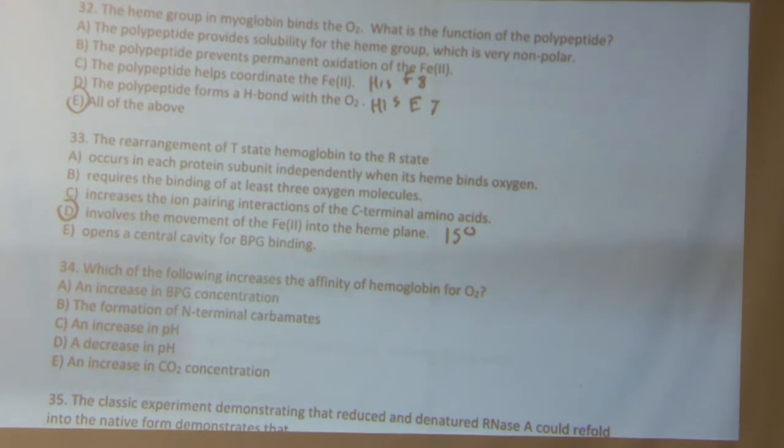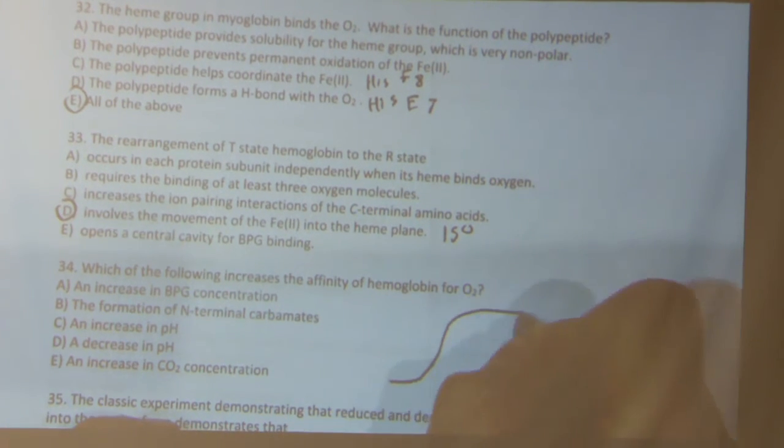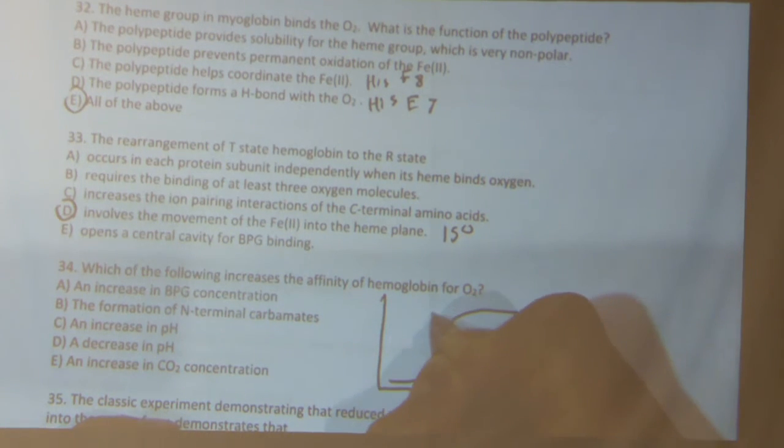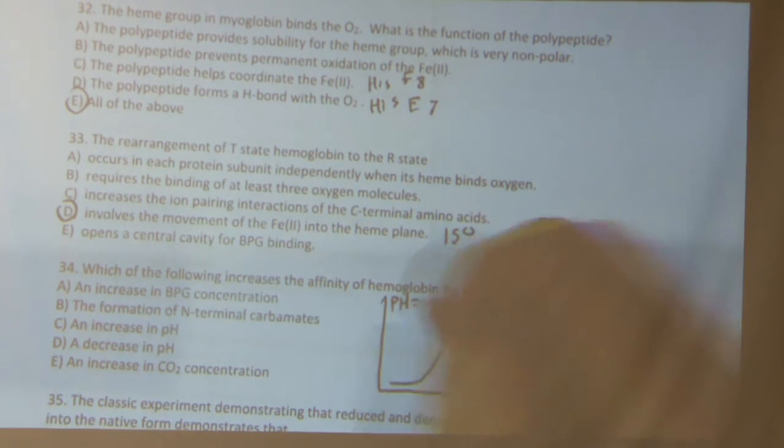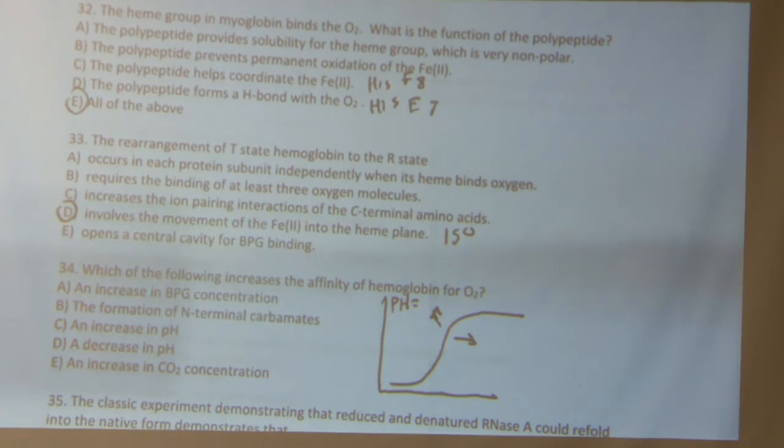34. Which of the following increases the affinity of hemoglobin for oxygen? Increasing the affinity for oxygen. I hear C, I hear D. C. Why wouldn't it be D? So I always like to draw a little curve. So if we have a shift to the right and a shift to the left, what causes a shift to the left? What happens to pH in a shift to the left? Increasing or decreasing? Increasing? Shift to the left. Decrease? So pH is getting lower.